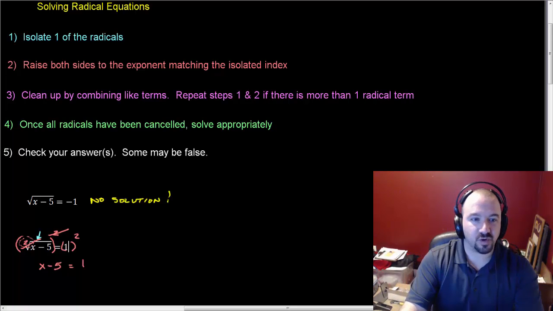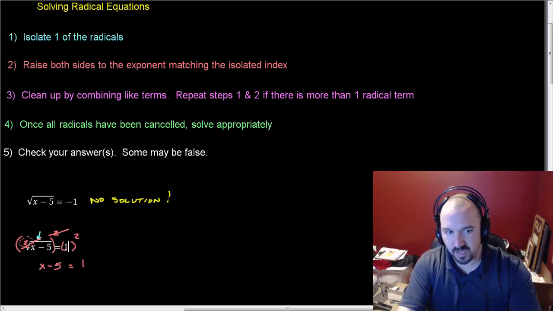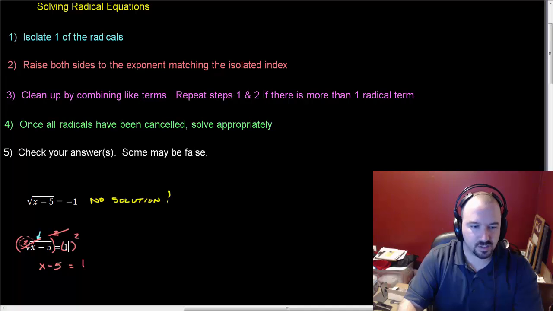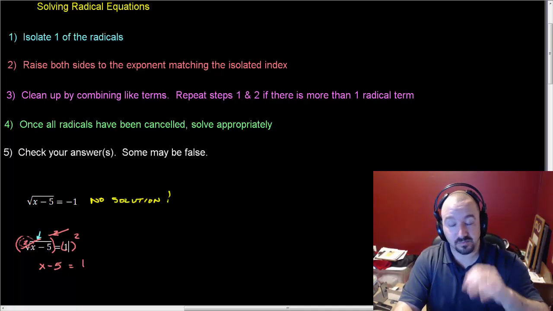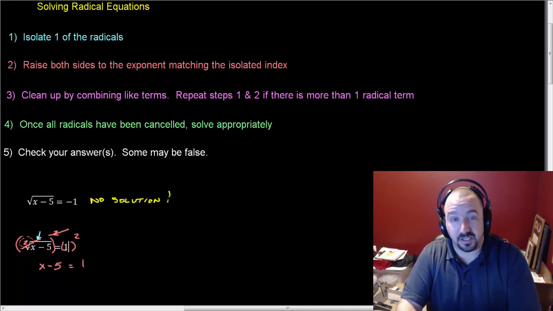Now, step 4. Once all the radicals have been canceled, then you can solve appropriately. By appropriately, it means sometimes you might end up with something like this. Sometimes it might be a little more complicated. So I kind of just have that in there as a general look. I don't know what yours is going to look like.